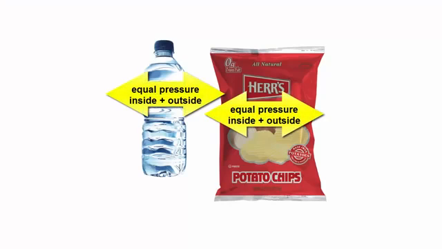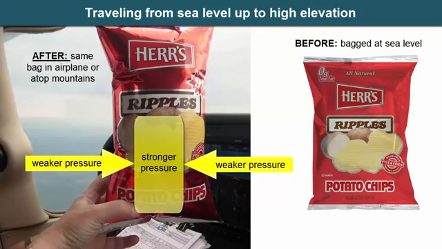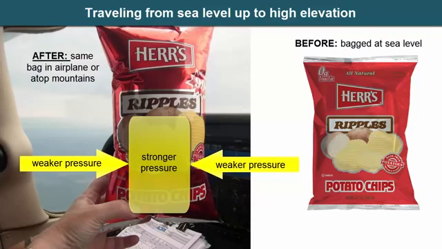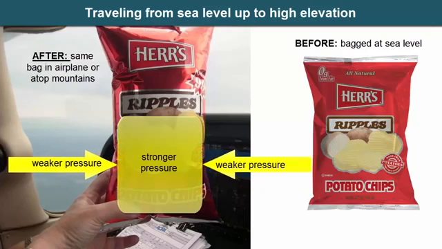Potato chips and water are bagged and bottled at the same pressure as the air around them. That way, the pressure of the air inside matches that of the air outside, and the bags or bottles retain their shapes. When we carry potato chips that were bagged at sea level up to the mountains where the outside pressure is lower, the inside pressure is now much greater than the surroundings, and the bags expand and can pop.